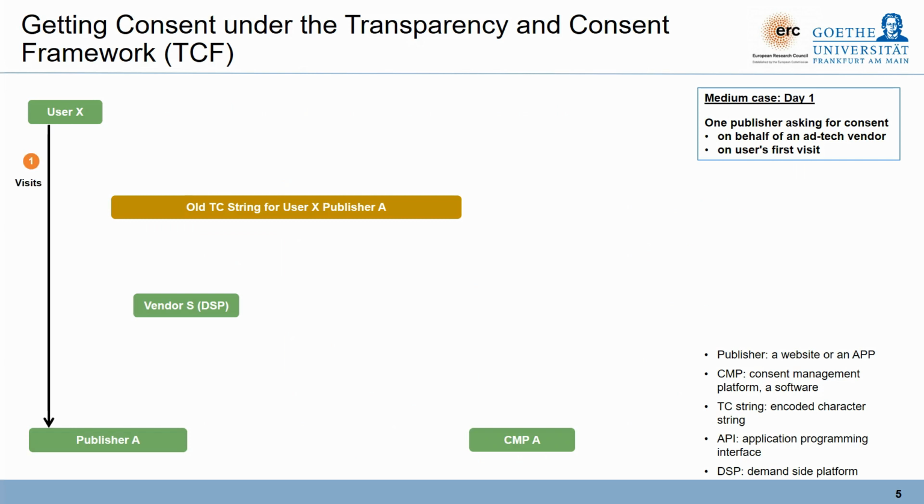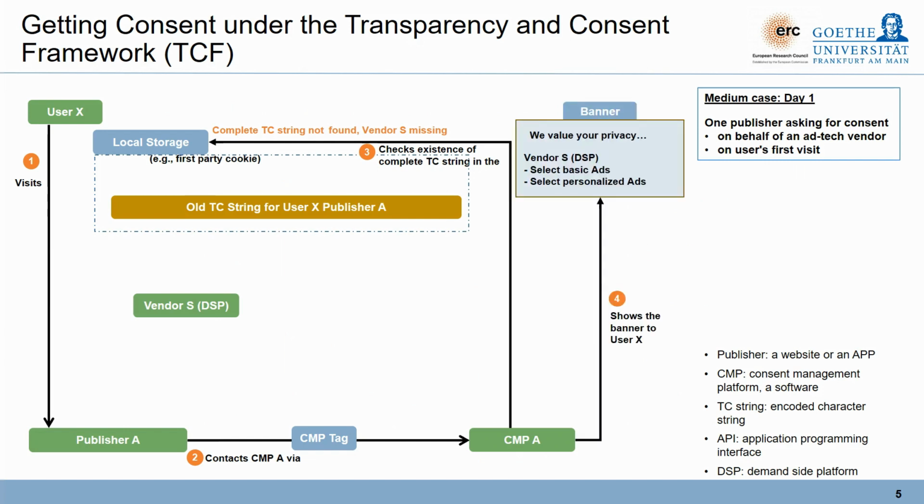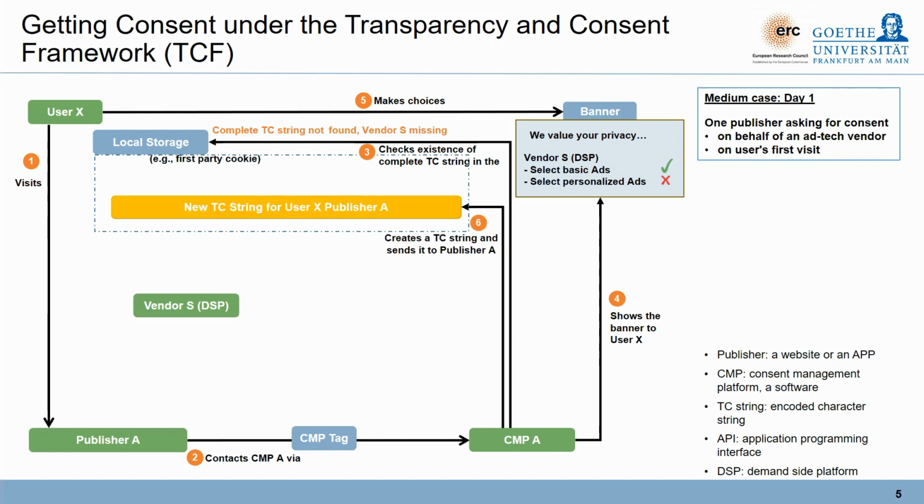When user X visits Publisher A, the CMP tag code runs and checks whether a TC string with complete consent information exists. Since Vendor S was only recently added, explicit consent for Vendor S to process user X's data is missing. Thus, CMPA shows a new cookie banner to user X. User X sees Vendor S and its purposes on the cookie banner and chooses a yes for basic ad selection and a no for personalized ad selection. In step 6, CMPA encodes the consent information into a new TC string for user X, Publisher A. Then, Publisher A saves the new TC string in the local storage of user X.